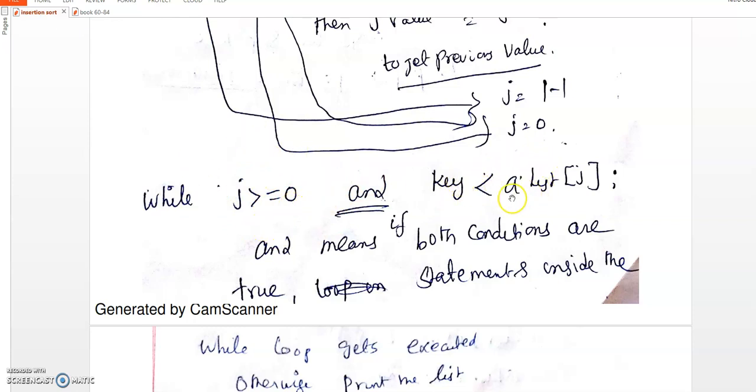Suppose 18 is the key element and 15 is compared. 18 is the key element, 15 is in the sorted list. So 15 is less, which means we have identified the correct position and there is no need to go inside the loop. That I have shown. Only if a list element is greater than the new element which is to be inserted, will we go and insert. We will find the correct position and insert there.